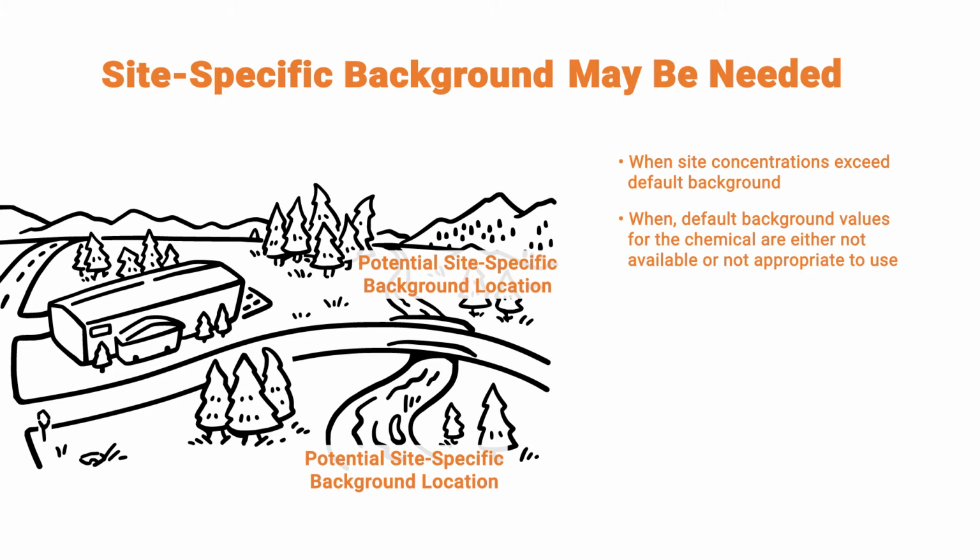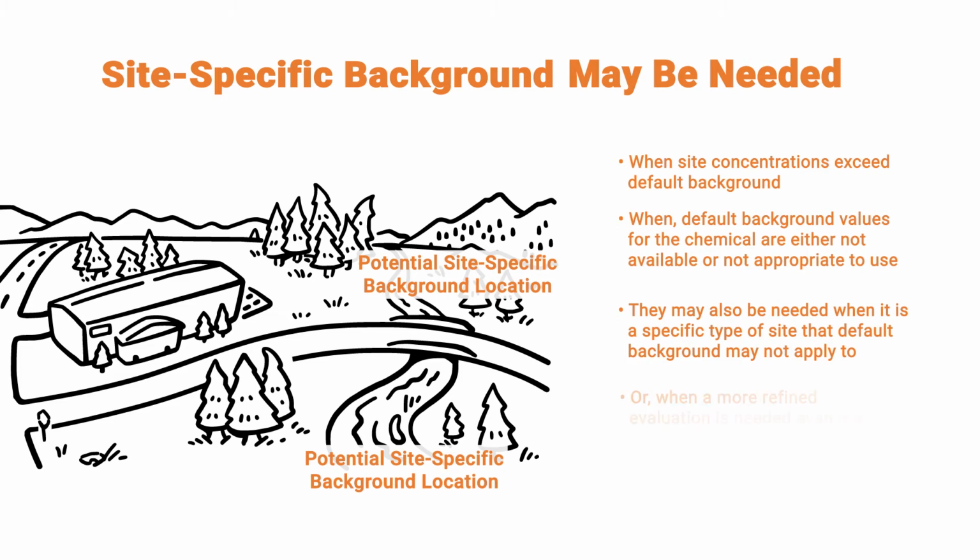For example, default background data sets do not have the same physical, chemical, geological, or biological characteristics as the site. They may also be needed when it is a specific type of site that default background may not apply to, for example, a mining site, or when a more refined evaluation is needed even if a default background level is available. Site-specific background takes into consideration the soil present at your site.